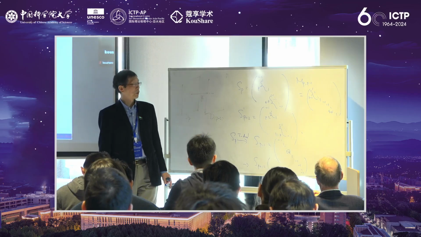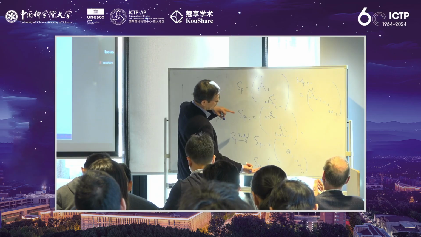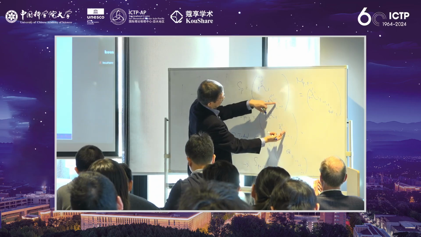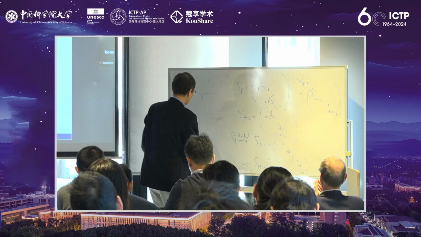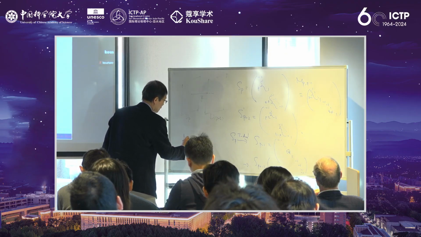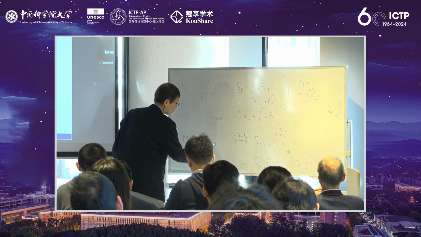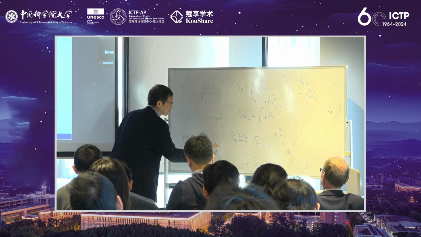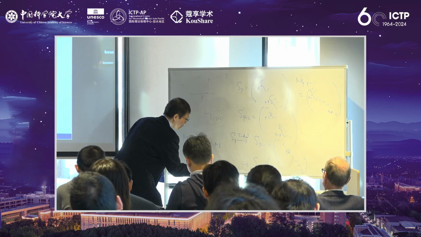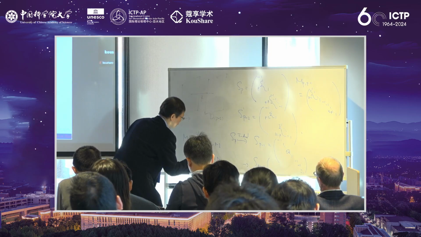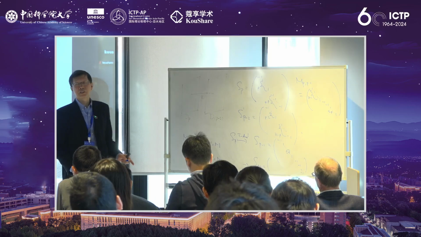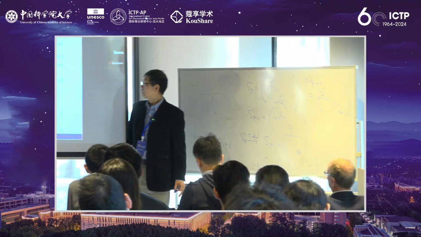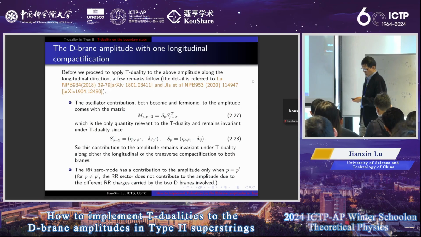So in space I would write this, because we do it simultaneously, either along the longitudinal direction for both of these branes, or along the transverse direction for both. So the end result is this guy will be the same thing as this guy. If you do it along the longitudinal direction or the transverse direction, this should also equal this guy. So that implies the oscillator contribution to the amplitude will be invariant under the T duality, either along the longitudinal direction or the transverse direction. So that's basically the message I gave yesterday.